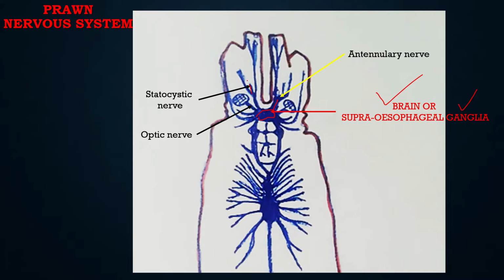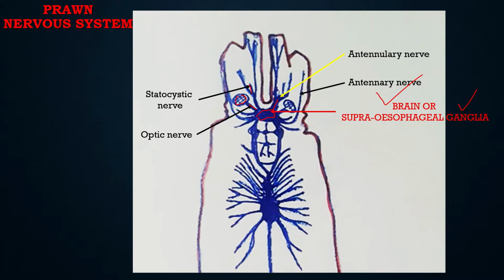Then there is a stout nerve called the optic nerve, which innervates the compound eye. Also a branch arises from the brain called the ophthalmic nerve. This ophthalmic nerve has a connection with the muscles of the eye stalk.